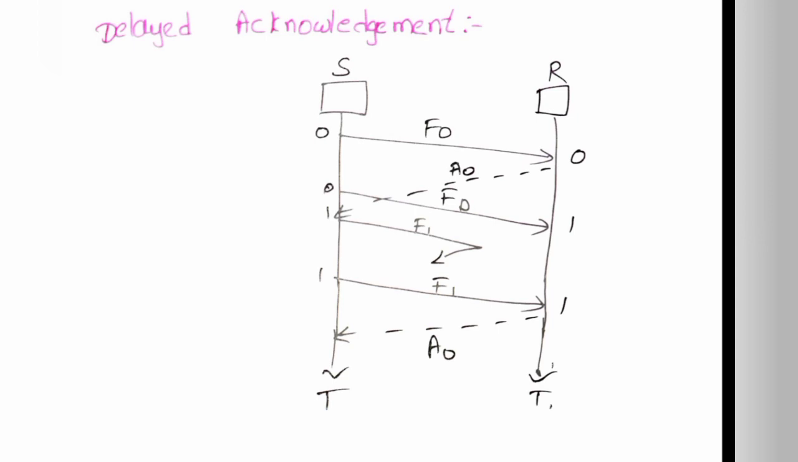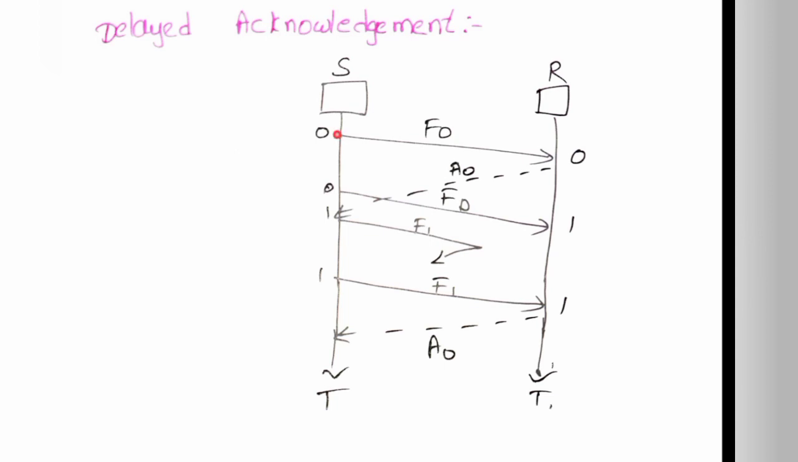So next one is the delayed acknowledgement. Here the sender is transmitting frame 0 to the receiver and the receiver will send the acknowledgement only after the sender sends the next frame. So the sender will send frame 0 to the receiver. The receiver has to send the acknowledgement for frame 0, but it is delaying the sending of the acknowledgement to the sender.